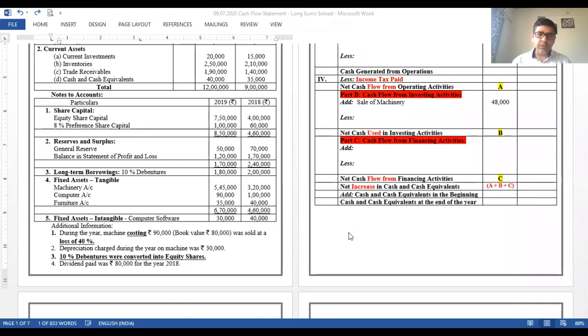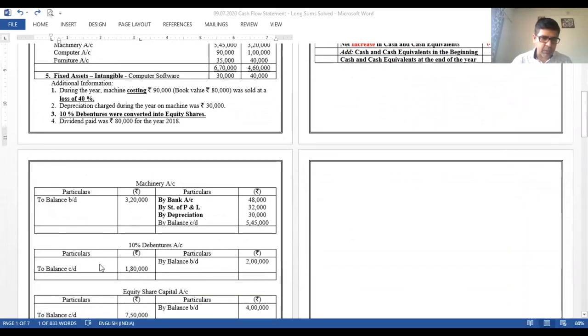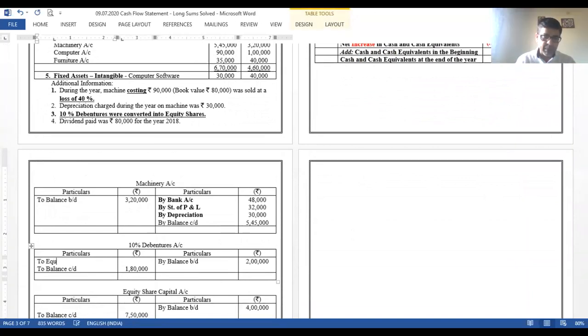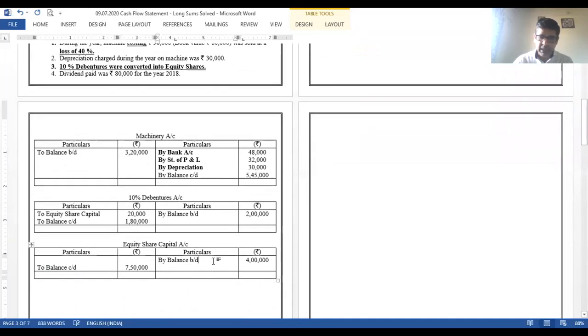The entry for this conversion is very simple. Debentures account is debited to equity share capital. So debentures of 20,000 are getting converted. So I'll move to debenture account and write over there to equity share capital 20,000, and because these debentures are getting converted into equity, I'll have to come to the credit side of equity share capital account and credit that by debentures. This is a simple ledger posting of the entry, right? Amount is 20,000. I'm sure you have understood the difference in the ledger account, right?